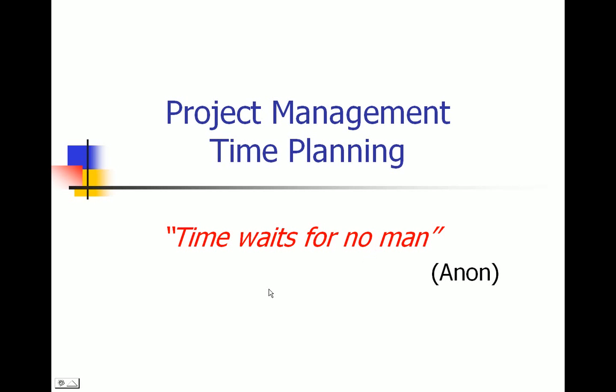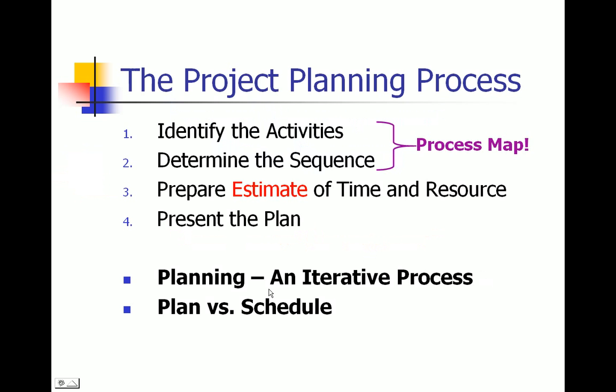This screencast is all about time planning. So if we go back to our project planning process, we look at first step, identify activities and determine a sequence. That is our process map. Then we're looking at prepare estimates of time and resource and then present the plan.